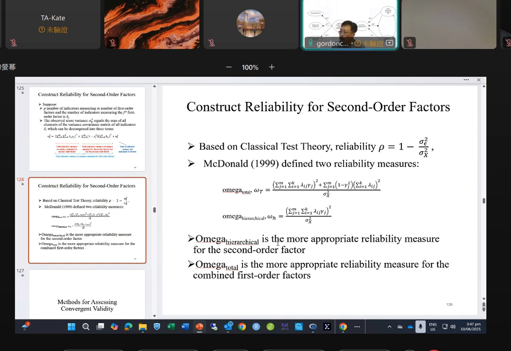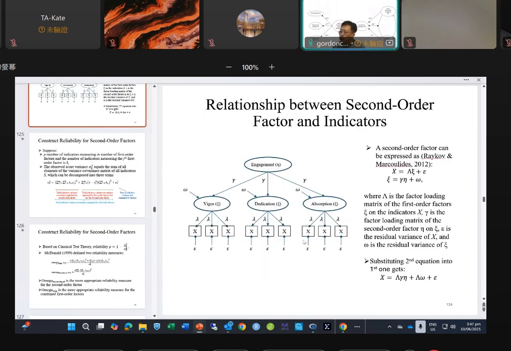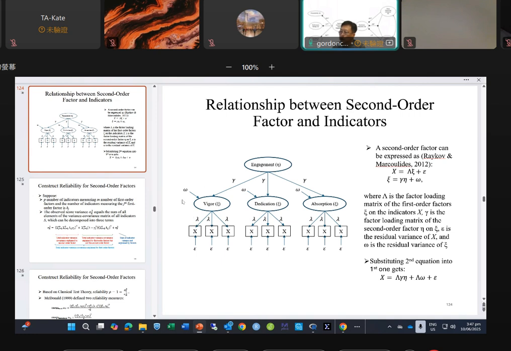Some scholars suggested that we should use omega total. The only reason is that because you add another square term here, omega total is usually higher. The reliability looks better than omega hierarchical. But omega total has in fact ignored the fact that engagement cannot explain all the variance of your dimension, because it has ignored the residual variance of your dimensions.